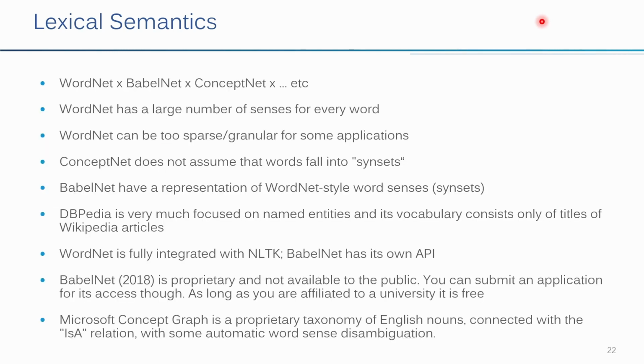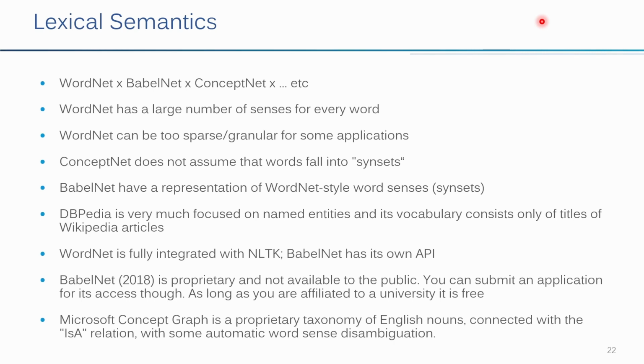Okay, about our datasets. Lexical databases, sorry. We have WordNet, BabelNet, ConceptNet, and so on and so forth. So what is the bad side of them? WordNet, for example, has a large number of senses for every single word. And yes, that's good, kind of. For example, I think for animal, they have around 15 synsets associated.